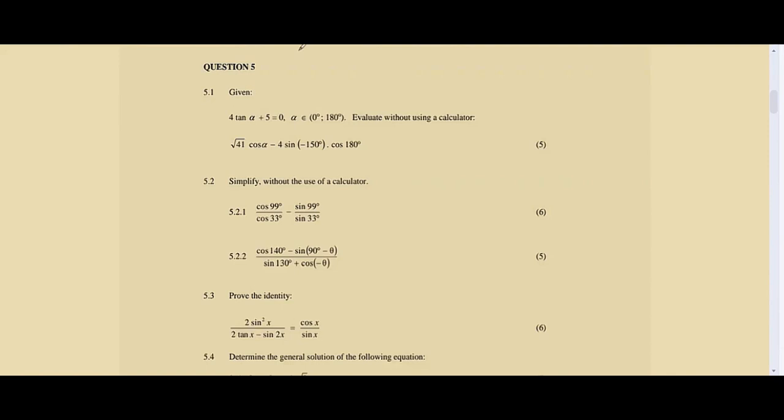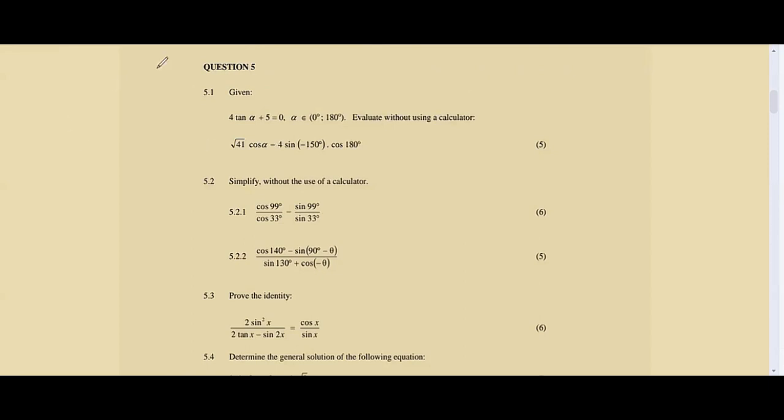Okay, so we have question 5 on basic trigonometry. It says 4 tan alpha plus 5 is equal to 0, and alpha is an element of 0 degrees all the way to 180 degrees. Now they're saying evaluate without using a calculator: root 41 cos alpha minus 4 sine negative 150 degrees cos 180 degrees.